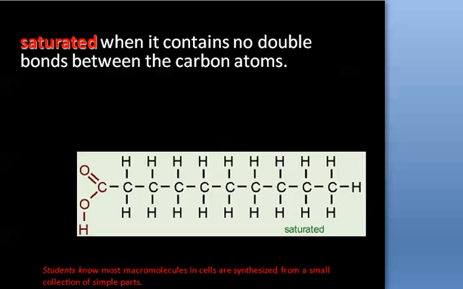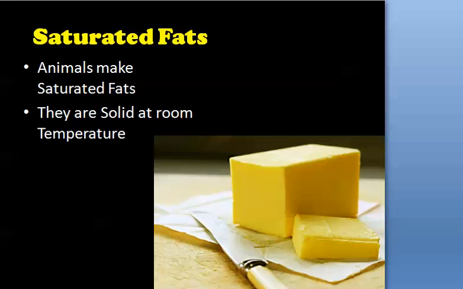It's saturated when all those bonds around the carbon are filled. Each carbon has two hydrogens on it, except for the last one here, which has three. So it has as many hydrogens around it as it can possibly have. That means saturated. Some examples of that are things like butter. Animal fats are saturated fats. They're solid at room temperature. So you can put butter on there.